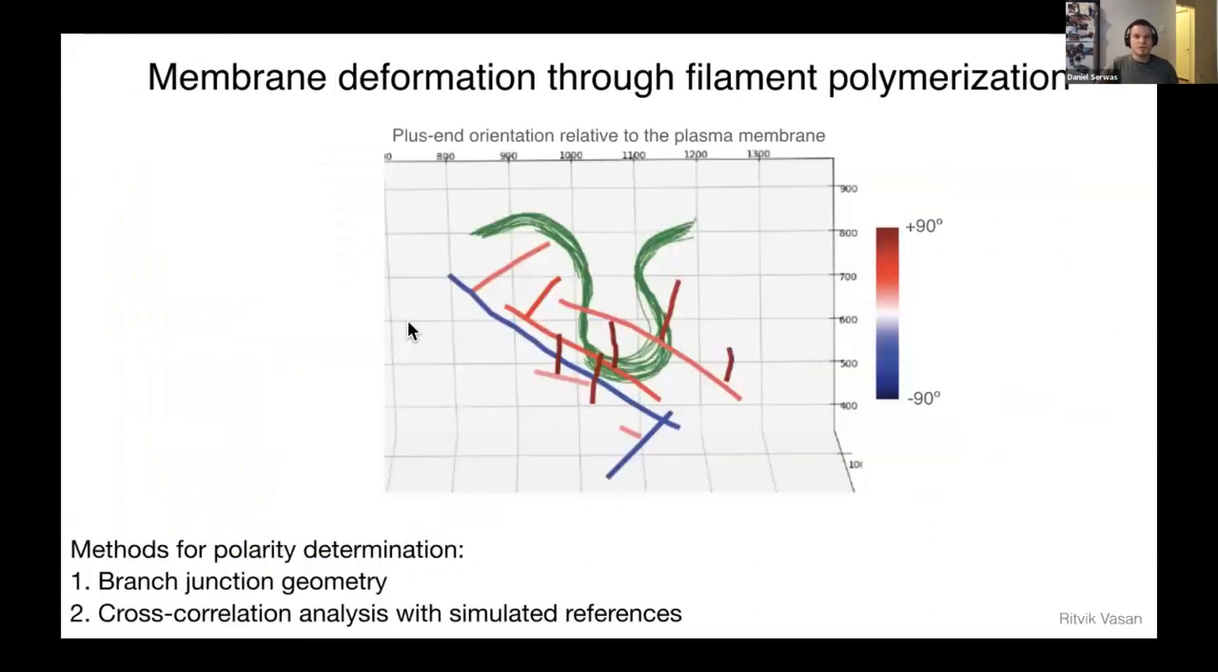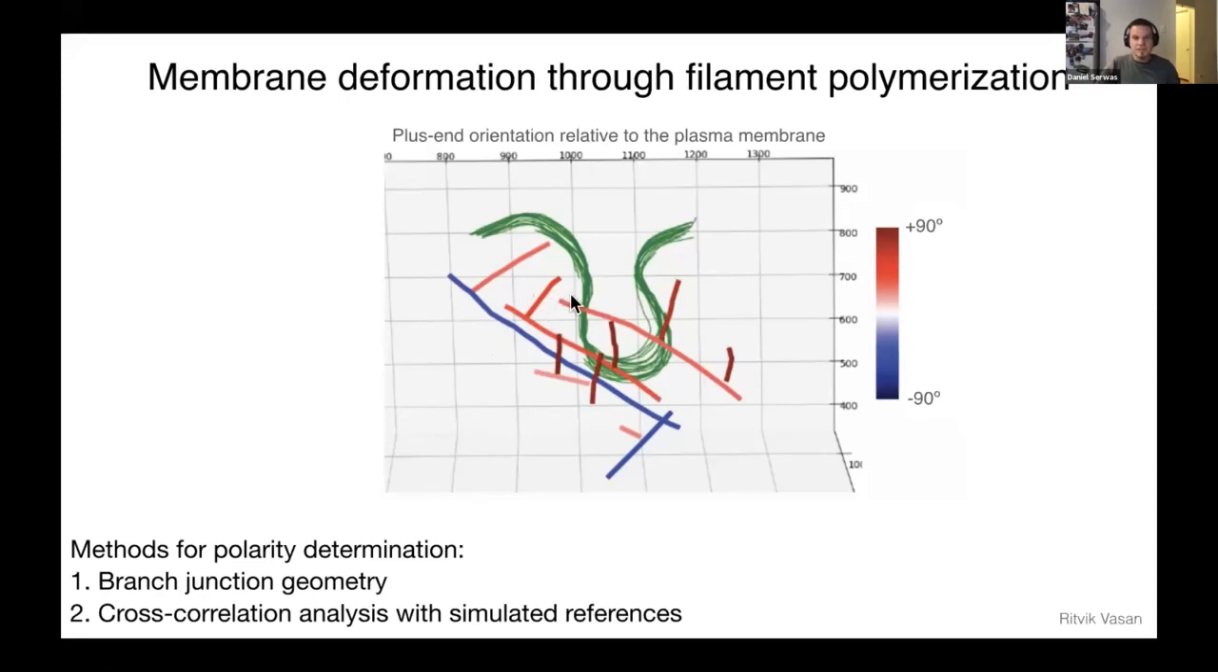Then we wanted to analyze the force-producing capability of these actin networks that we observed. And we set up two different methods that allowed us to analyze the polarity of these filaments. And we also came up with new software tools to display the polarity analysis.